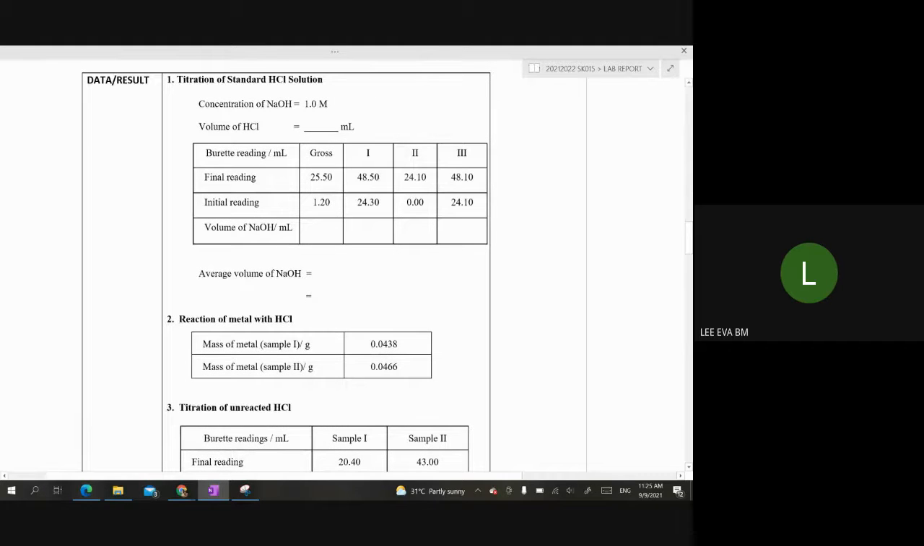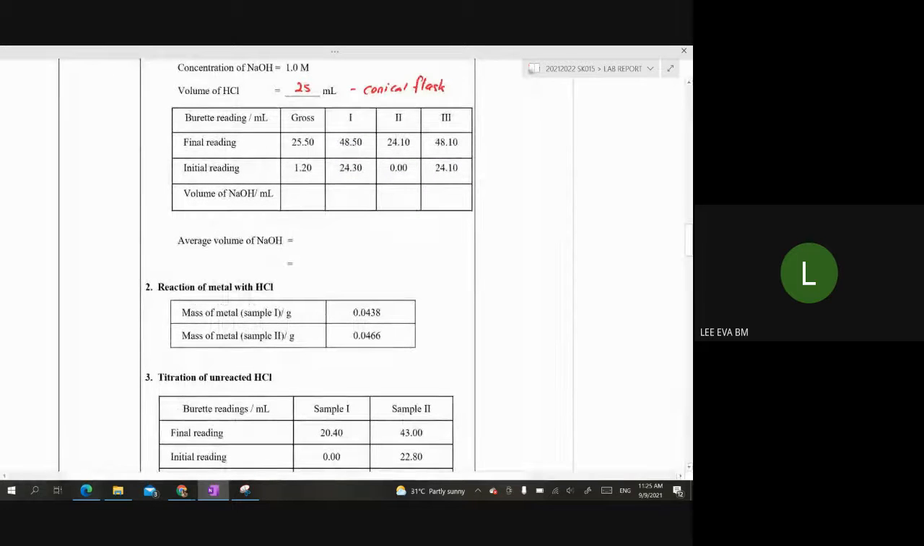So for your data and also result, I give you the pre-data already. So for your first part, titrations of standard HCl solution, we are using 1.0 molar. Okay, how about the volume of HCl? 25. Yes, this 25 milliliter is the one that we fill inside your conical flask. Okay, and then after that, you have your readings in the burette. We have the gross, set 1, set 2, set 3. So Madam give you some times, fill in the column here. And then I want to know what is the average value of the NaOH used.